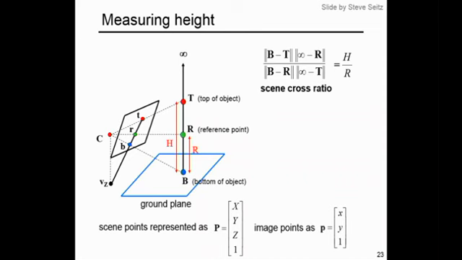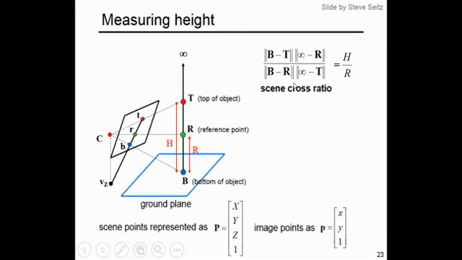But now if we image all these points, we've got the vanishing point in the z direction, and then the 2D coordinates of the reference point and the top of the object. We'll assume that we know all these points, so we've solved for the vertical vanishing point. Then the scene cross ratio is equal to h over r: the distance between the bottom and the top over the bottom and r, times the inverse ratio with this other point, which is at infinity, is just equal to h over r.